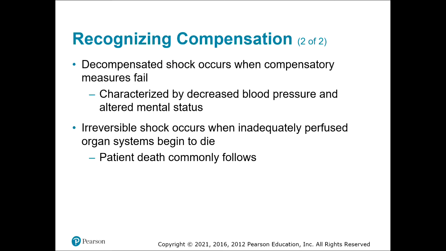When they get into irreversible shock, this is when inadequately perfused organ systems begin to die, and this is when they go into MODS, multi-organ dysfunction syndrome, when all their organs start to fail. We can't fix that. When you go into irreversible shock, it's basically imminent. They're going to die. The mortality rate for irreversible shock is up above 80%. It's not something we're going to fix. And these are usually late signs. So if we see somebody with agonal respirations, heart rate of 20, unresponsive, mottled skin, those are all signs of irreversible shock, things that we can't fix.